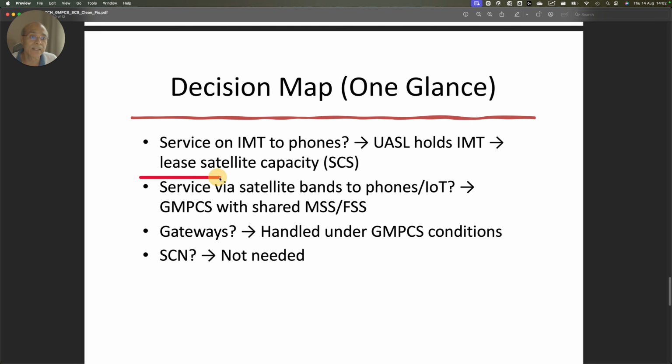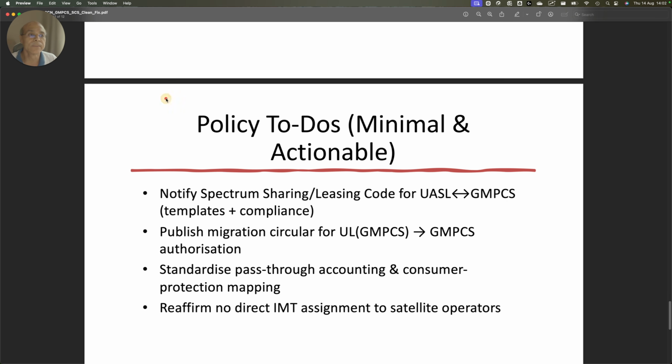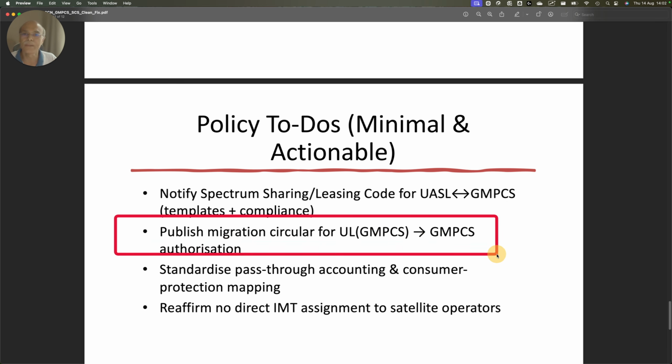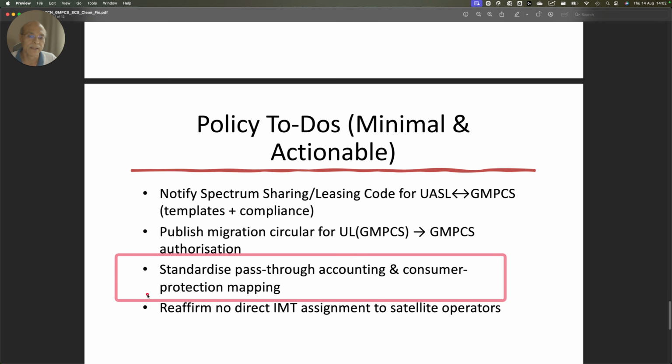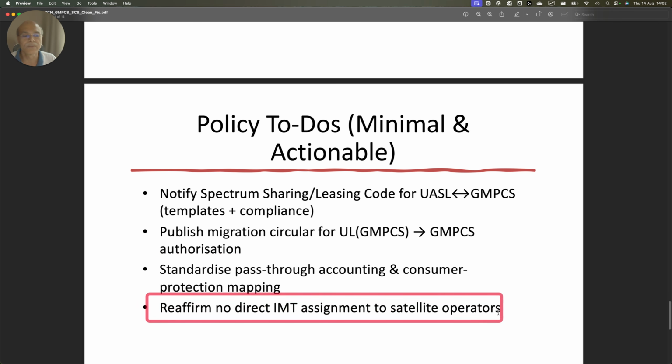Now, services via satellite bands, to replace on phones: IoT, GMPCS shared MSS and FSS. Gateway is handled under the GMPCS condition. Therefore, SCN is not needed. Policy do's, minimal and actionable. Notify spectrum sharing and leasing code for USL and GMPCS. DOT has to come out with spectrum sharing rules. Publish migration circular for UL GMPCS authorization. Standardized pass-through accounting and consumer protection mapping. Reaffirm no direct spectrum assignment to satellite operators.